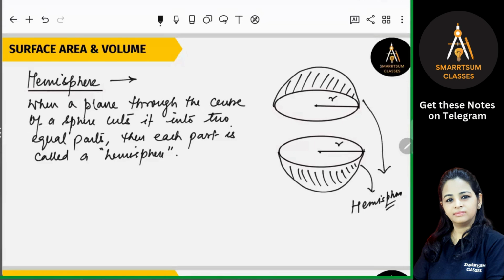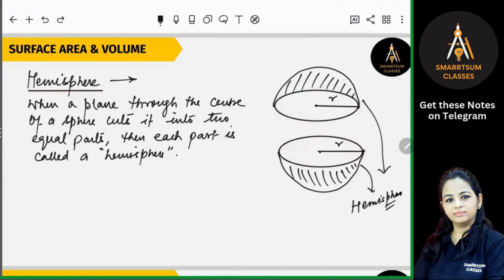Now, what is a hemisphere? As we know, if we cut a ball into two pieces, it looks something like this, as you can see here in this figure. So what is a hemisphere?